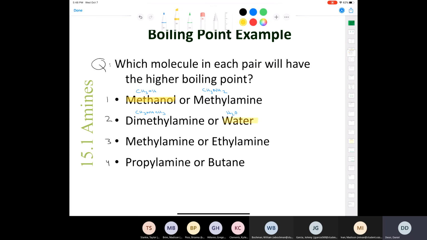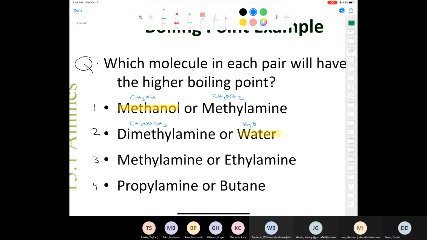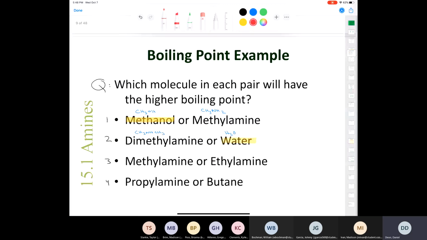The next one is based on molar mass. We've got methylamine, which would be CH3NH2, which I'm sure you picked up on from the first one, and ethylamine, which would be CH3CH2NH2. Which one of these would have a higher boiling point? Not a trick question.